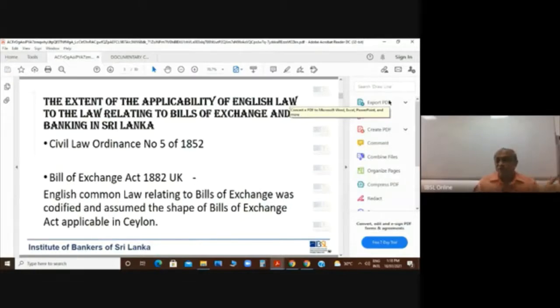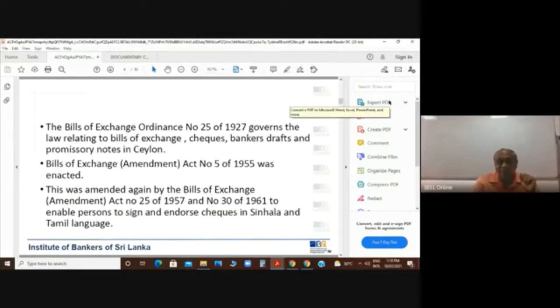English common law related to bills of exchange was codified and assumed the shape of the Bill of Exchange Act applicable in Sri Lanka. From how it was applicable in the UK, it was codified and amended to the needs of Sri Lanka. Not Sri Lanka in those days, it was Ceylon, right?